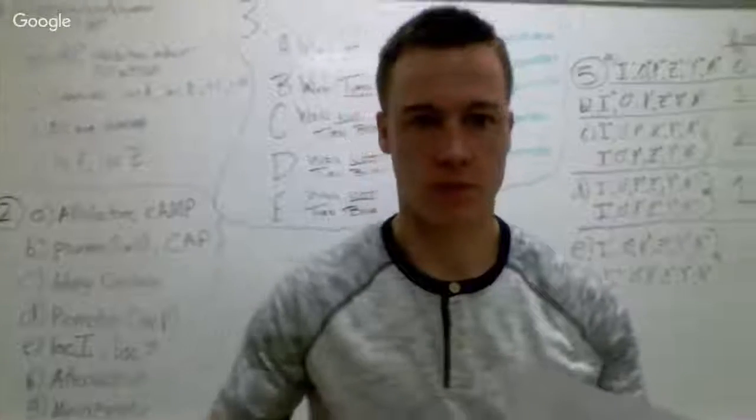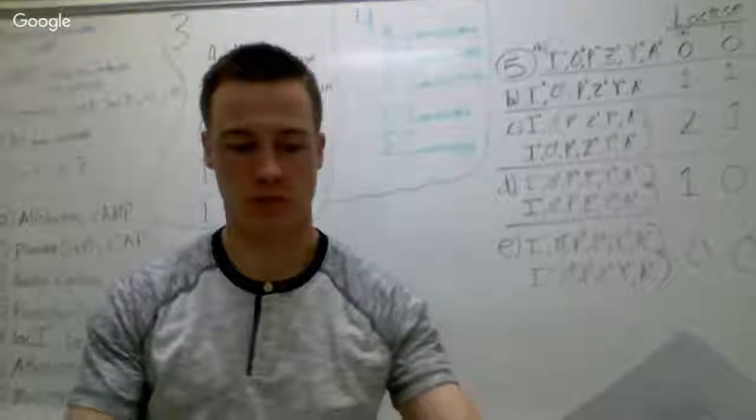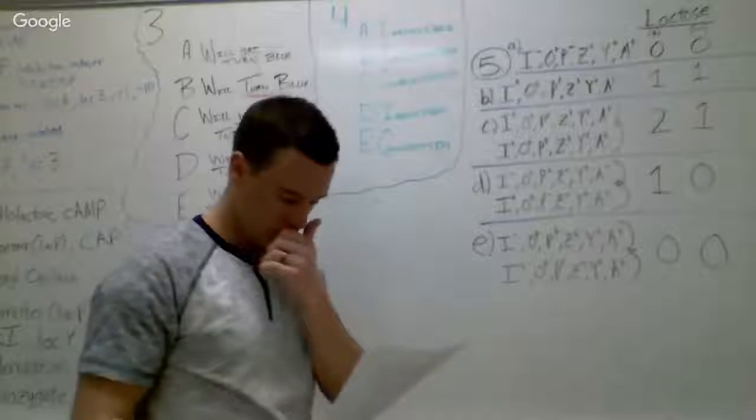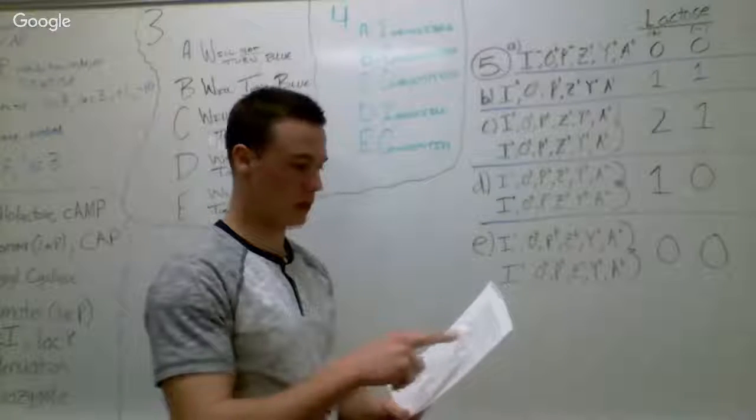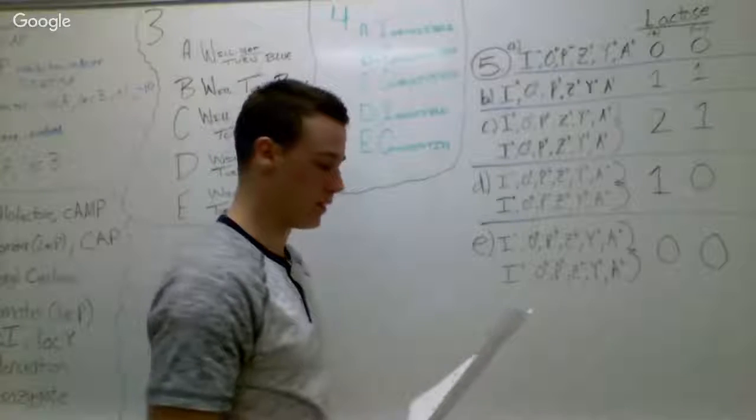All right, I'm going to be doing number 5, the last question. Very similar to number 4, in principle. So we're talking about specific E. coli genotypes and how much yellow they will produce based on their genotype.